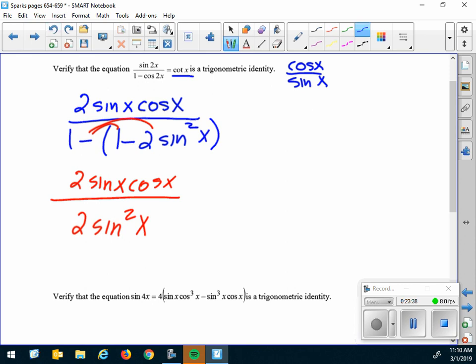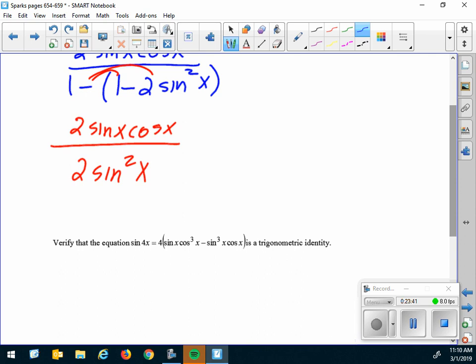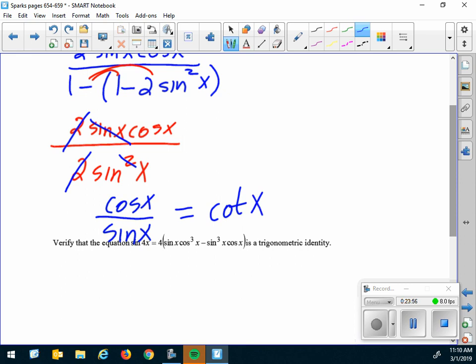Now, I think I got it because I get cosine x over sine x, which is, by golly, that's cotangent x, and that's what I wanted. Yep. How did I distribute? I took this right here, and I distributed the negative, right? With me? Okay.